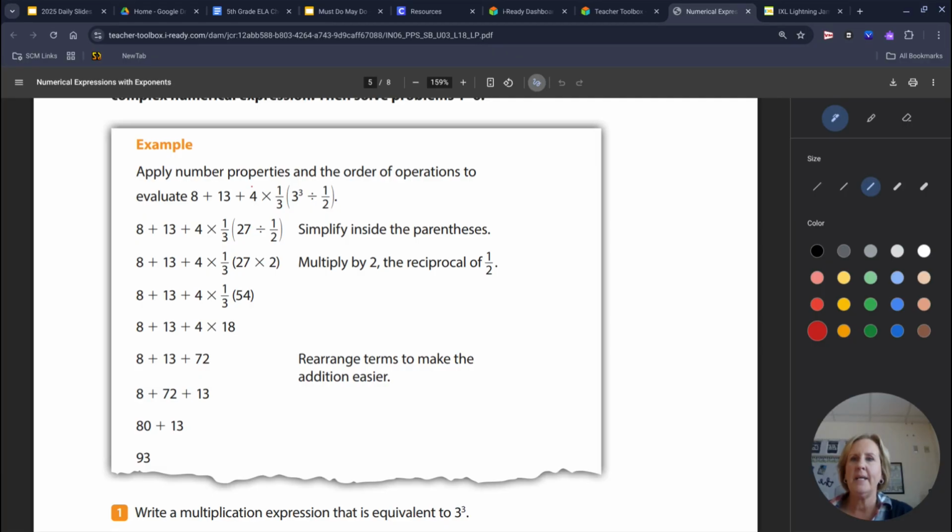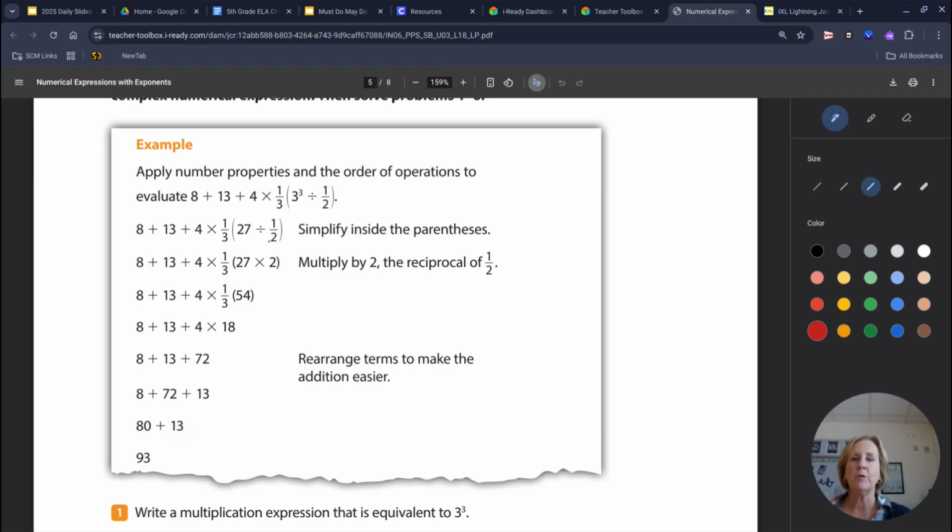So it says apply number properties and the order of operations to evaluate 8 plus 13 plus 4 times 1/3 times (27 divided by 1/2), because we're going to solve the parentheses and then multiply it by the 1/3 and figure out what you get. And to evaluate something is just simply to solve it. So the very first thing is simplify what's inside the parentheses. So they're doing 27 divided by 1/2.